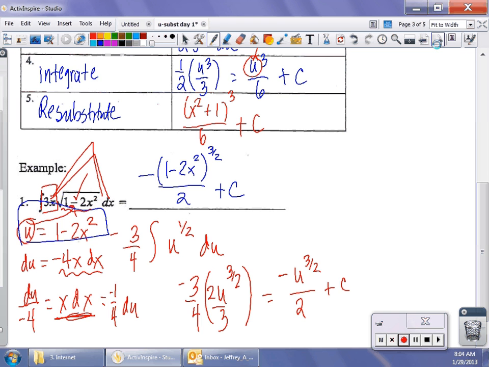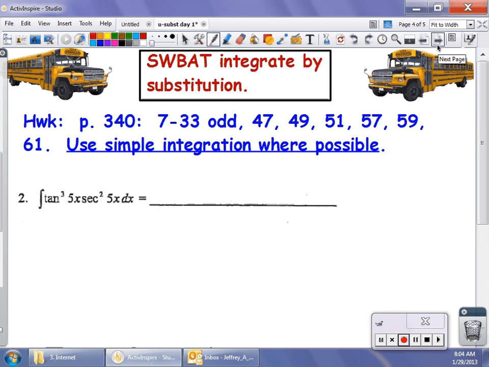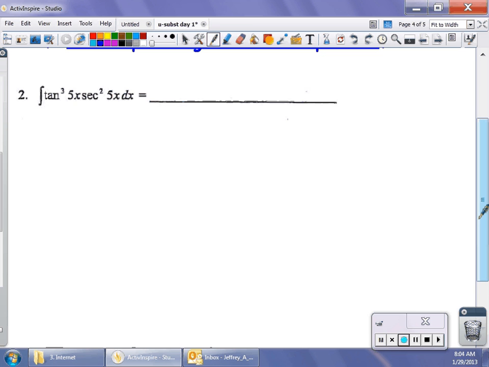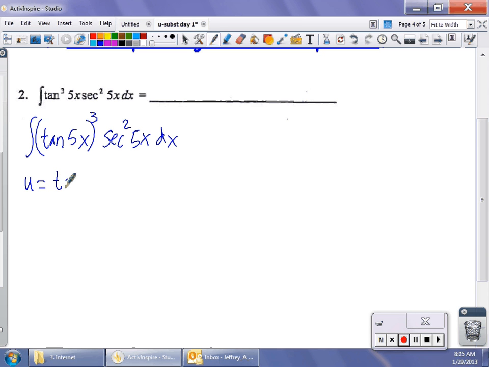All right, let's see if we can get one more example in here. Example number 2. I'm going to rewrite this to be tangent of 5x quantity cubed times secant squared 5x. Now it's interesting that I wrote the first one as a quantity and the second one not written as a quantity, but I'm thinking ahead. Remember, the derivative needs to be involved here. So my inside function in this case, u, is going to be the tangent of 5x.